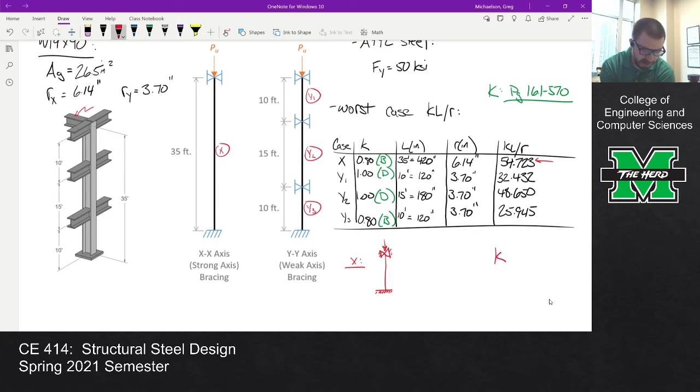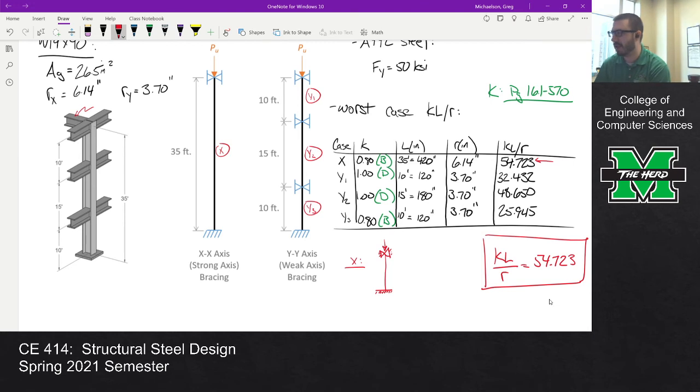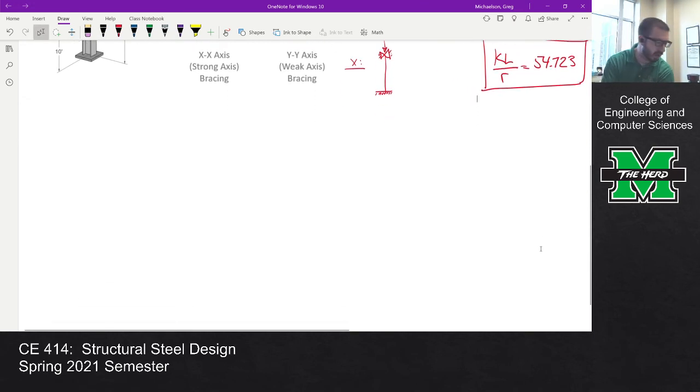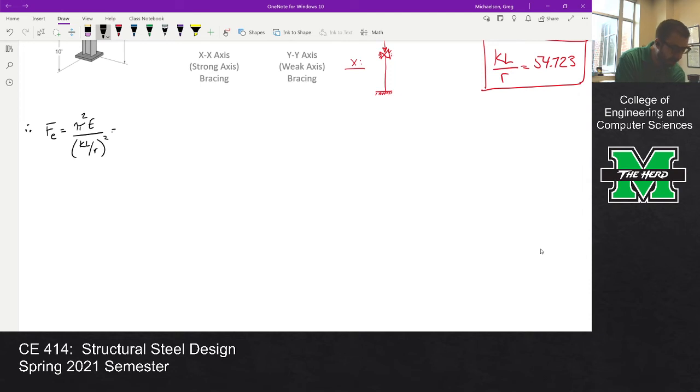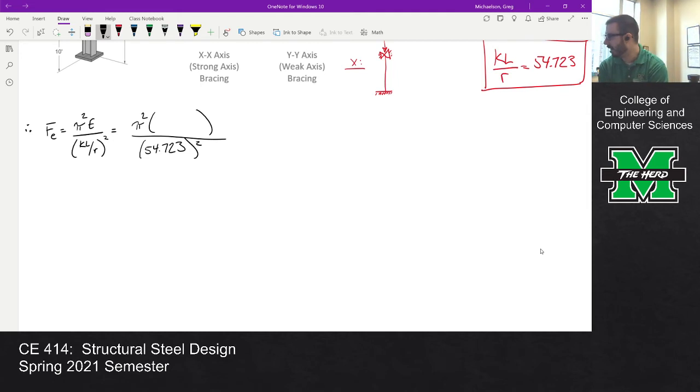So KL over R is going to be 54.723. Once you've got that, it becomes sort of rote from then on out. I'm going to do that part kind of quickly because you've got FE, which is pi squared E over KL over R squared. Y'all should remember that from the homework where you had to plot F critical versus KL over R. So we're going to do pi squared times 29,000 KSI over 54.723 squared.